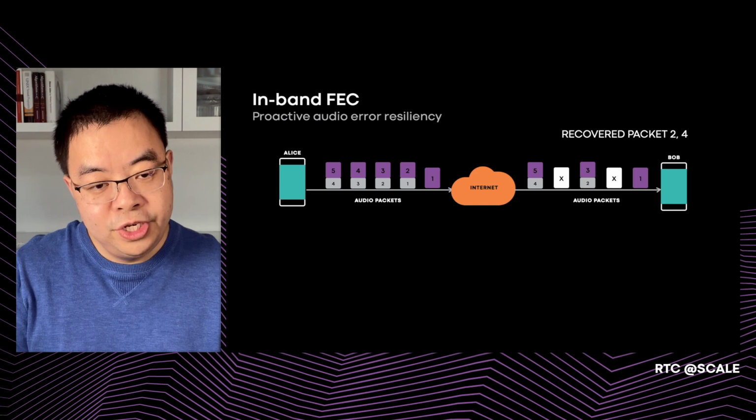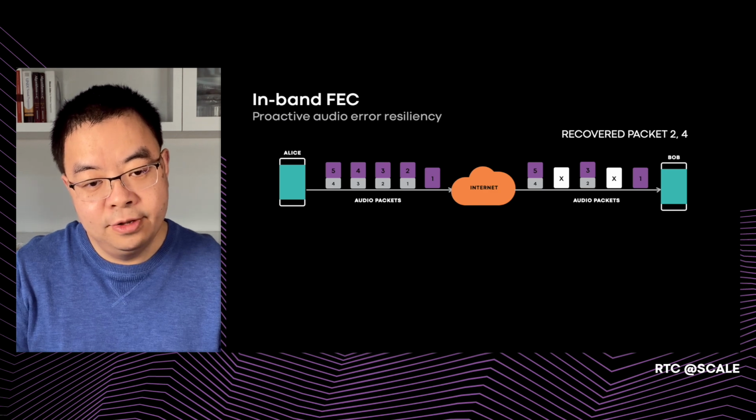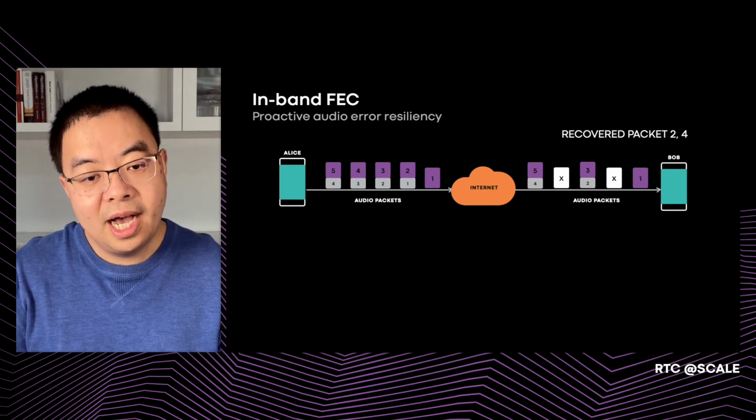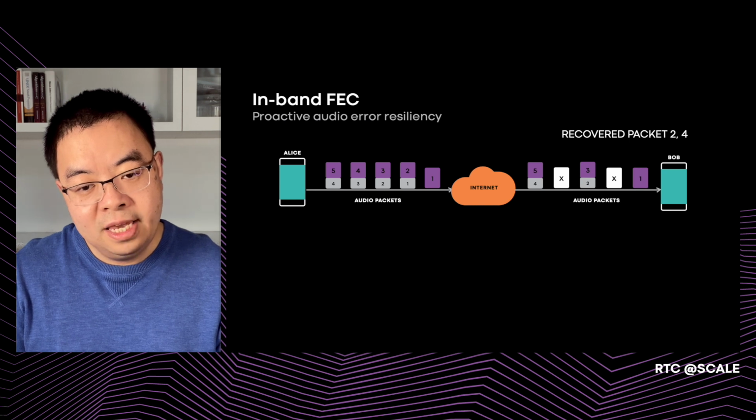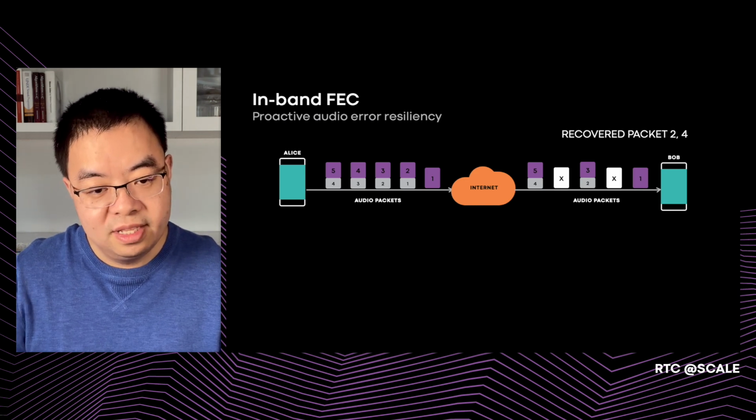However, there are two major limitations of in-band FEC. One such limitation is that in-band FEC cannot handle bursty packet loss. In our example, if packets 1 and 2 were both lost on Bob's side, there is no way for Bob to recover packet 1.